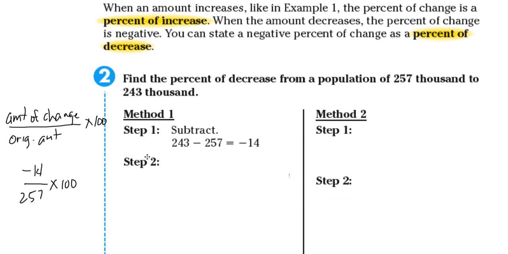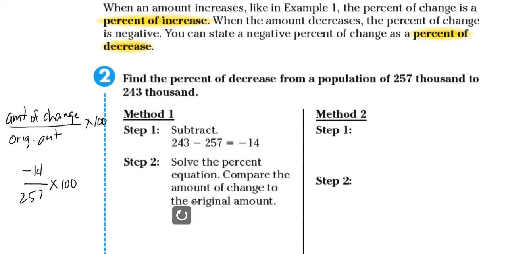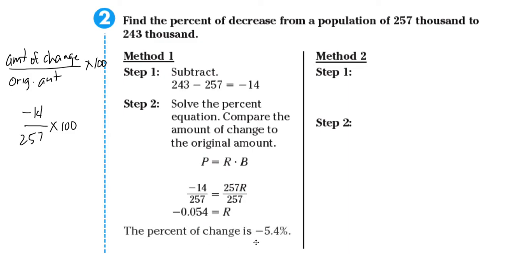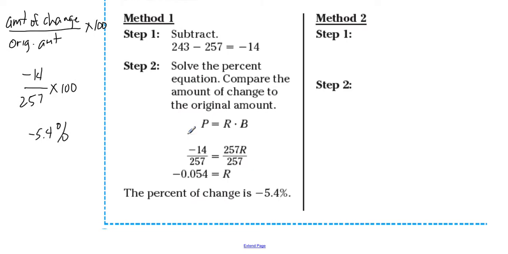Now, okay, let's follow what the book is saying. Solve the percent equation. Compare the amount of change to the original amount. So if you solve the percent equation using P equals RB, then we have negative 14 over 257. Same thing. Divide both sides by 257. End up with negative 0.054. And you simply multiply that by 100. You'll get negative 5.4%. So that one divided by that one multiplied by 100.